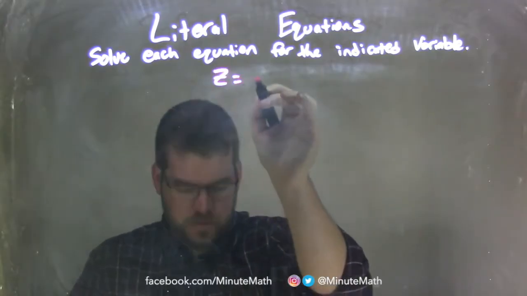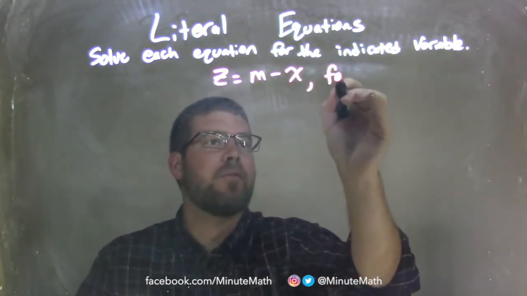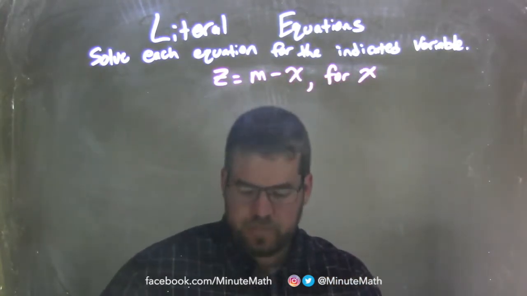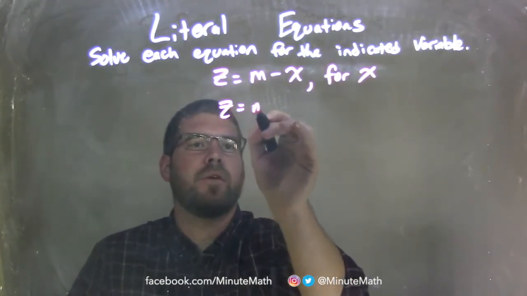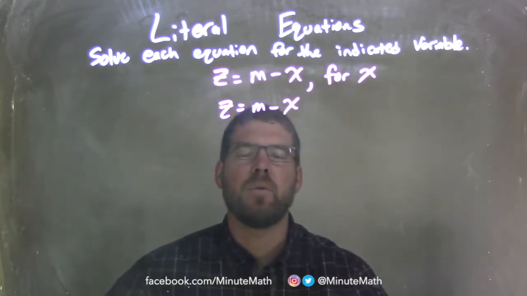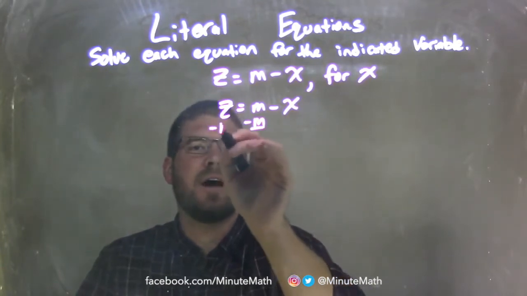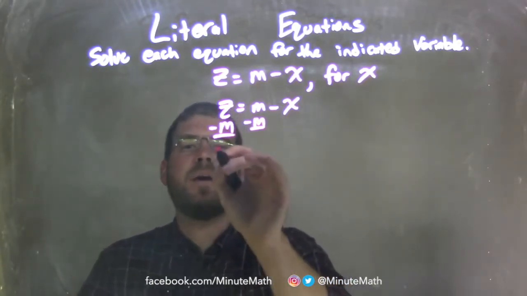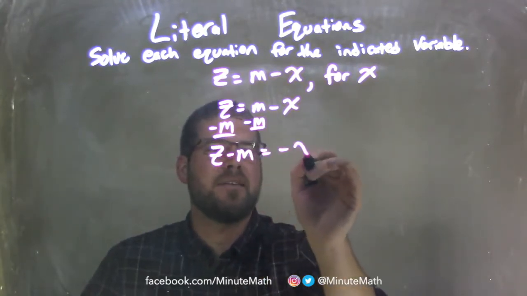Z equals m minus x. And I want to solve that for x. Well, I'm going to rewrite my equation here. Z equals m minus x. And I need to solve that for x, so I need to isolate x. Well, what I'm going to do here is subtract an m from both sides. Z and m are not like terms, so I'm going to keep them separate. Z minus m equals a negative x.